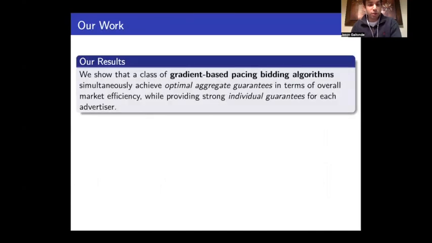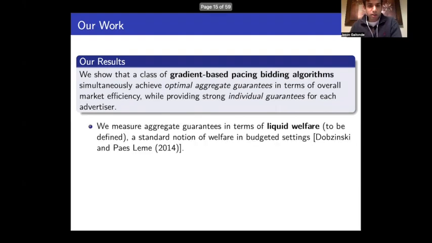In our work, we show that the answer to these two questions is yes. Namely, a class of what we call gradient-based pacing algorithms will satisfy both optimal aggregate guarantees in terms of overall market efficiency, and simultaneously provide strong individual guarantees for each individual advertiser. I will explain these terms in more detail in a couple of slides, but when I say aggregate guarantees, I'm talking about some notion of overall welfare. In particular, we'll be talking about something called liquid welfare, which is a standard notion of welfare in these budgeted settings.